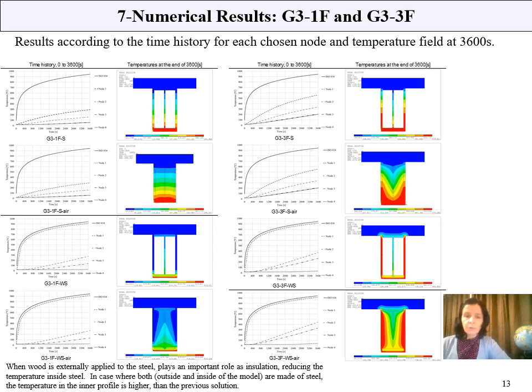General conclusions: when wood is externally applied to the steel, it plays an important role as insulation, reducing the temperature inside the steel. In the case where both outside and inside of the model are made of steel, the temperature in the inner profile is higher than the previous solution. When we use the thermal properties of the air inside the cavity, you can see also the evolution due to heat conduction through the whole cross-section.